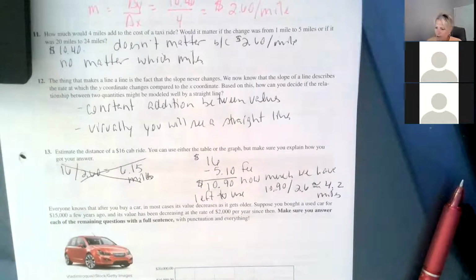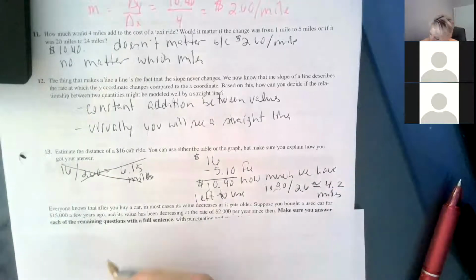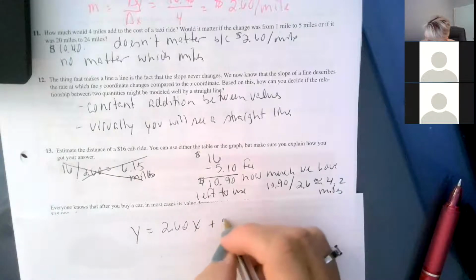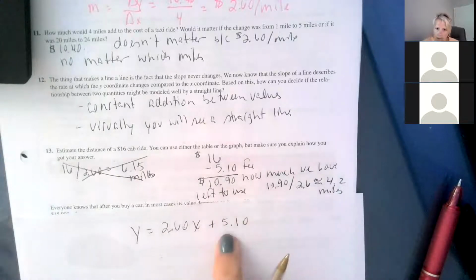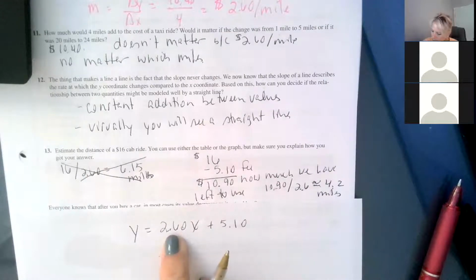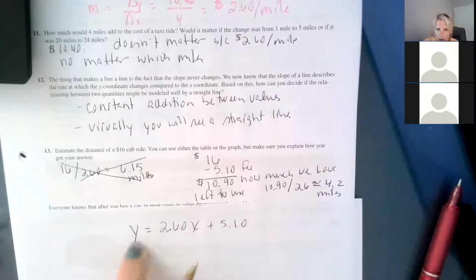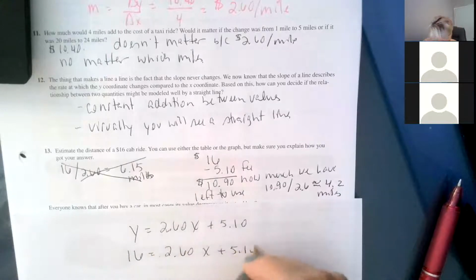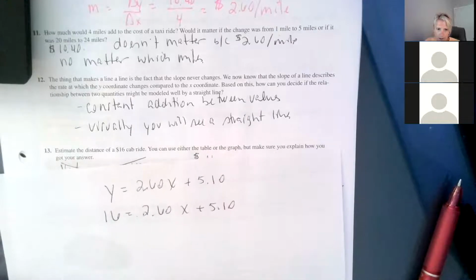Because so many students are fearful of equations and solving. So our equation was really $2.60 times the miles, X, right? Plus the $5.10 that we have to pay no matter what. So this is our Y-intercept. We said that the 5.10 is our Y-intercept and the 2.60 is our slope. And we want to find X so that if our Y is 16, this will equal out, right?